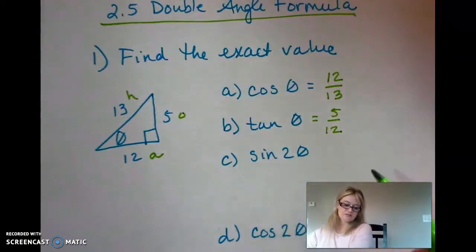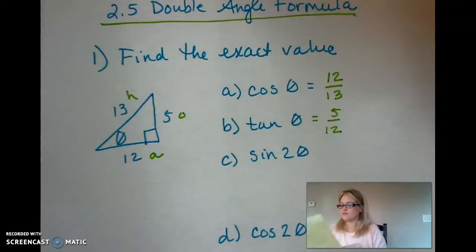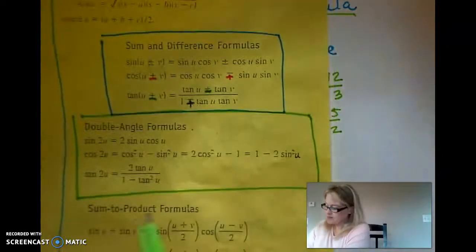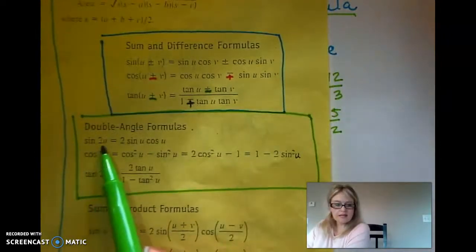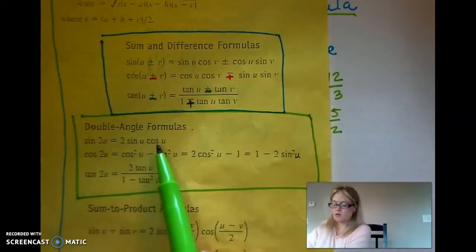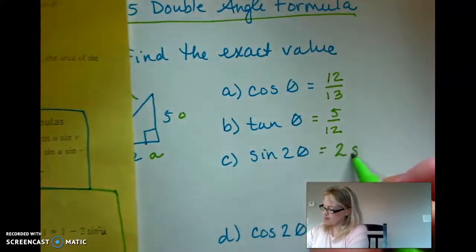But now, what happens when I ask you to find the sine of 2 theta? Now, a lot of you think, oh, we would just double sine, right? So we would take opposite over hypotenuse and double it. But we don't. This is where we're going to start using the double angle formulas. So if you look at our formula sheet, the double angle of sine is 2 times the sine of u cosine of u. So I'm going to use 2 times the sine of u cosine of u.